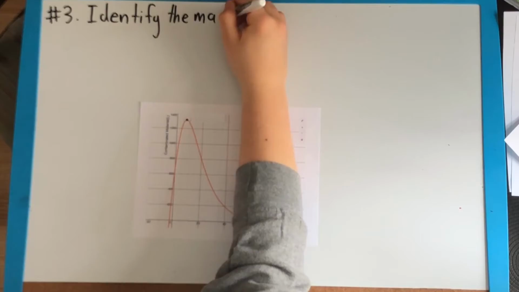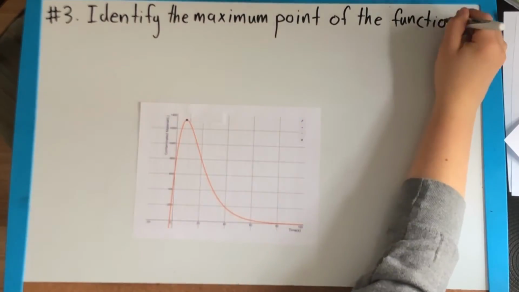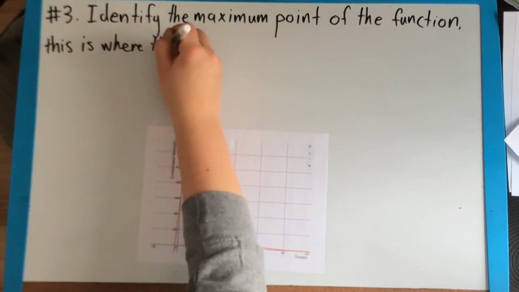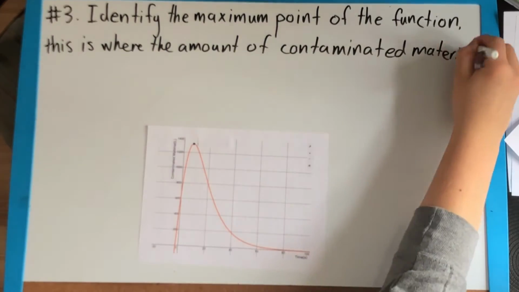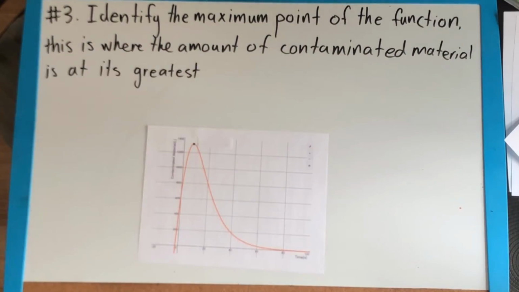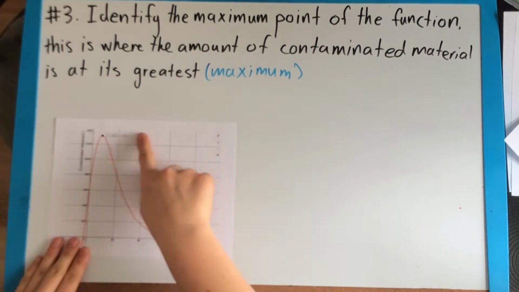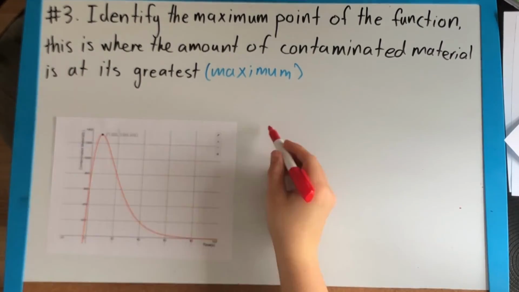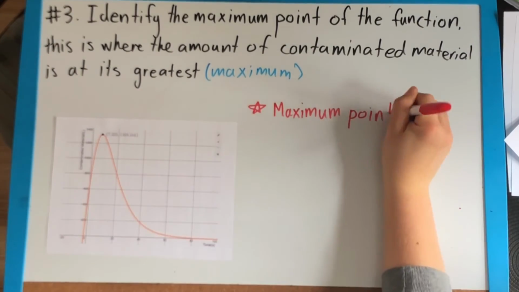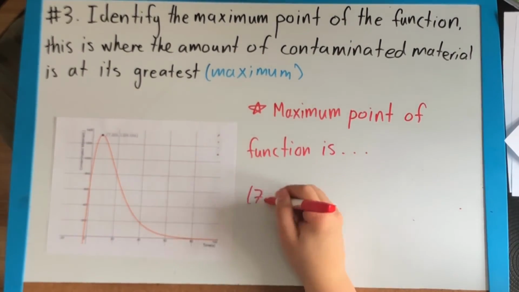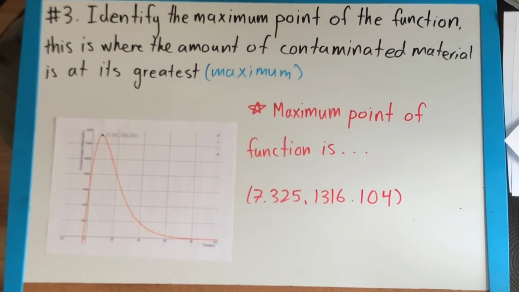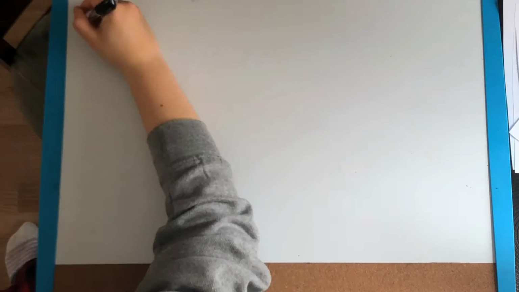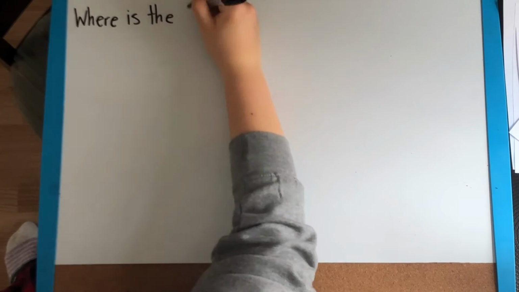And now we are on step 3. This is where we identify the maximum point of the function, which is where the contaminated material is at its greatest. The x-coordinate of this point represents the time in seconds that the material is at its max. From the graph, we can identify this point fairly easily, and that is 7.325, and the y-coordinate is 1316.104. And there you have it, you've solved the problem.